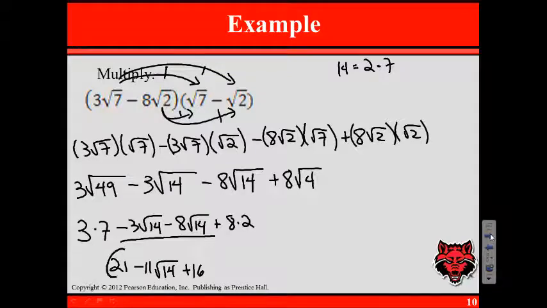We now combine our like terms without the radicals. 21 plus 16 is 37. This becomes 37 minus 11 square root of 14.